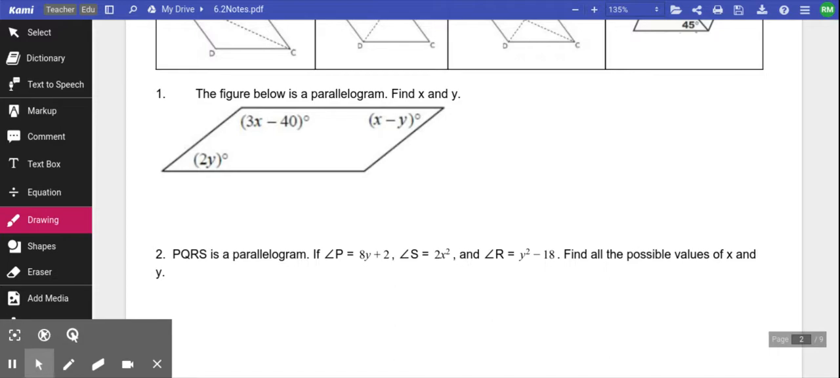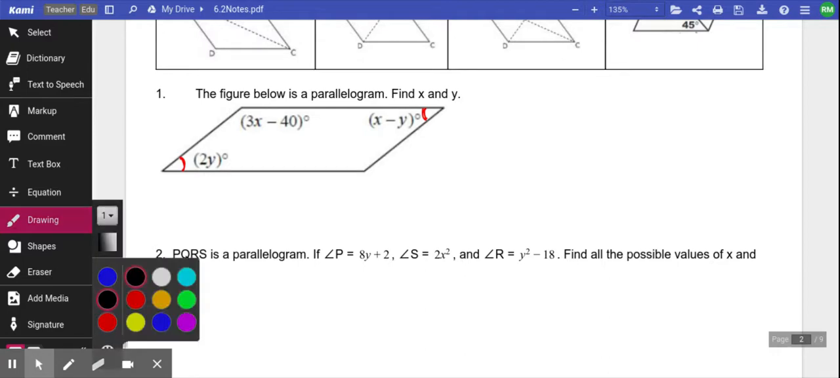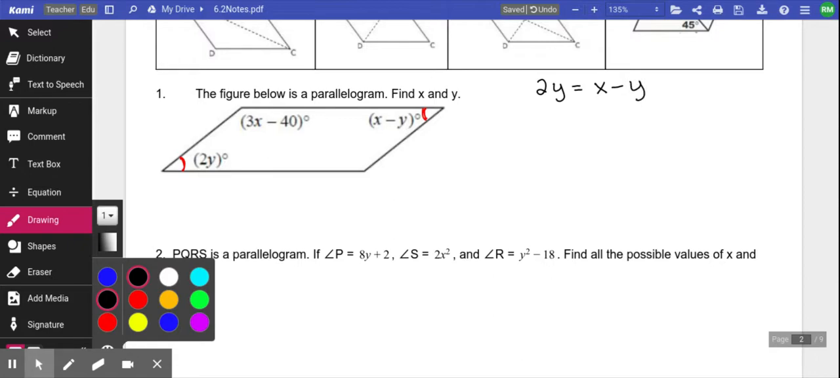So the two that I'm going to choose is I'm going to use property number 3. So property number 3 tells us that opposite angles are congruent. So that means I can say 2y equals x minus y. Okay, and I can say that because of property number 3.